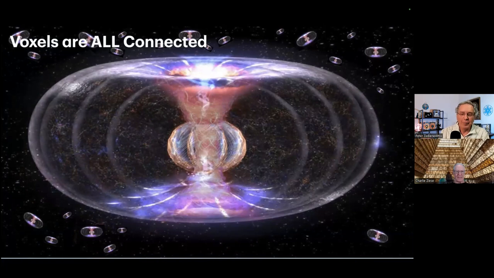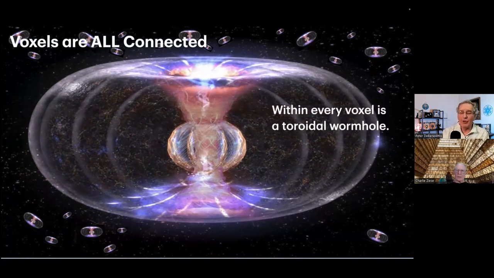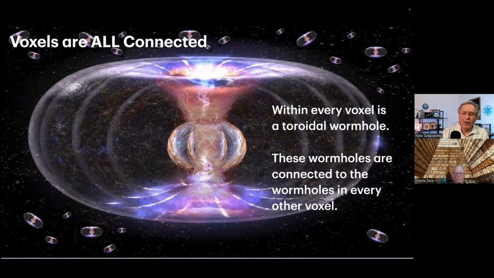All right, so now, this is kind of cool. So we've got this torus field, right? And what Haramein tells us is that all these voxels are connected. That's why you see all these other little voxels, torus fields spinning around here. So within every voxel is a toroidal wormhole, according to Haramein, right? That's at the heart of all these little things. And we're talking really tiny sub-Planck scale, which is tinier than the tiny quantum bits they normally measure, all right? And these wormholes are connected to all the other wormholes in all the other voxels.